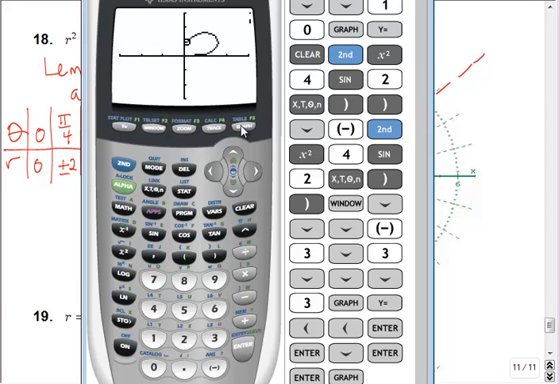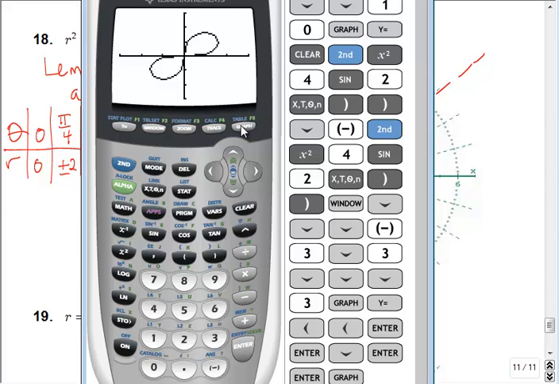So there's the first time around. Then it goes over to the third quadrant. And then it goes back to that third quadrant, and then it goes back to the first quadrant. So it's actually looping around this lemniscate twice from 0 to 2 pi.